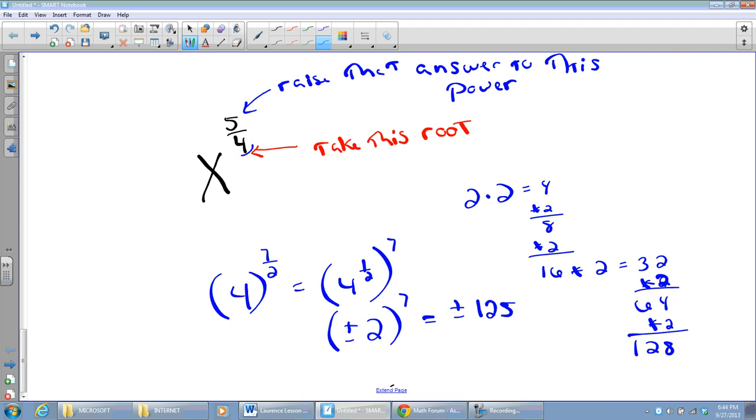So the denominator tells me to take the root, and I do that first. And the top number tells me to take the power. Now, again, I could do the power first, the numerator. It's just that it'll be way easier to work with the smaller number. Like 7 to the 4th is a hard number to deal with. I don't know what 7 to the 4th is. It's way bigger than 128. And then I'm going to have to take the square root of that number.